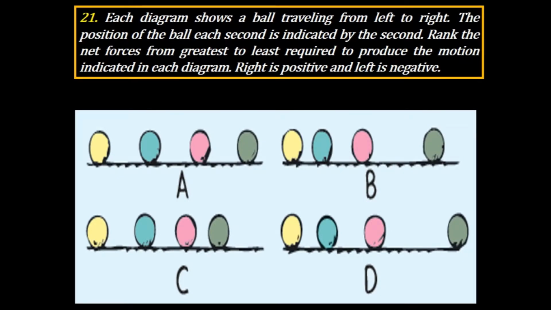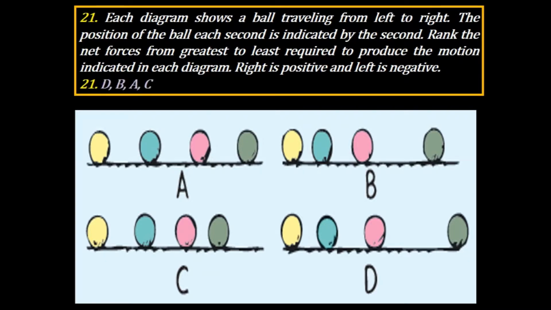It says each diagram shows a ball traveling from left to right. Kind of looks like eggs, but they're balls. Think round, just the orientation. The position of the ball each second is indicated by the second. Rank the net forces from greatest to least required to produce the motion indicated in each diagram, A, B, C, D. Right is positive and left is negative. All right, so going to the right is positive. Okay, so it would be D, B, A, C.